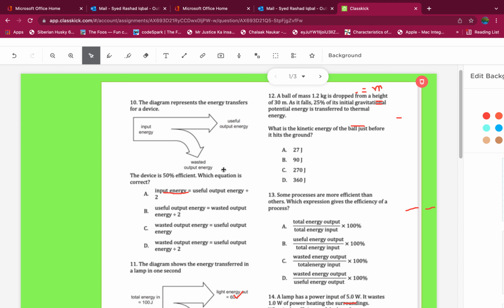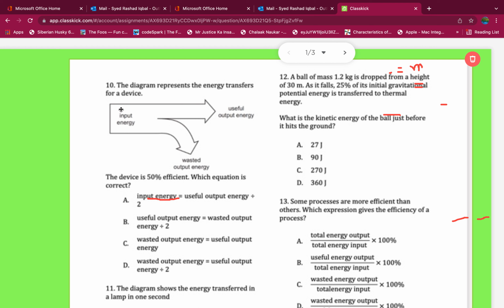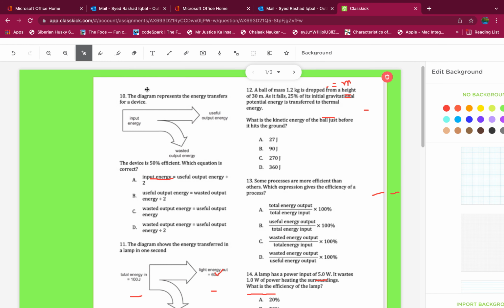For example, look here, question number 10. The diagram represents the energy transfer for a device. For any device, it's shown like that. I hope you can see it. This is called a Sankey diagram. The width of this arrow is proportional to the energy. The straight line going shows useful energy, and the arrow going down shows wasted energy. So the device is 50% efficient.